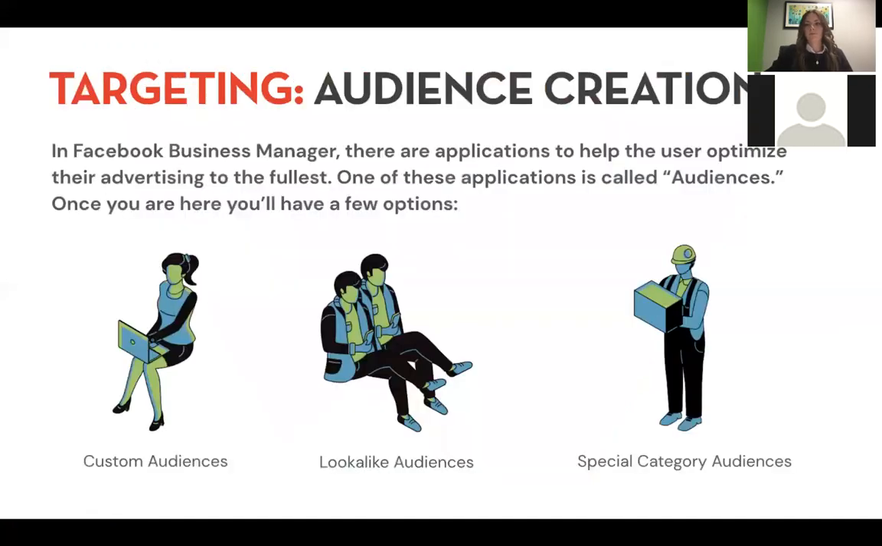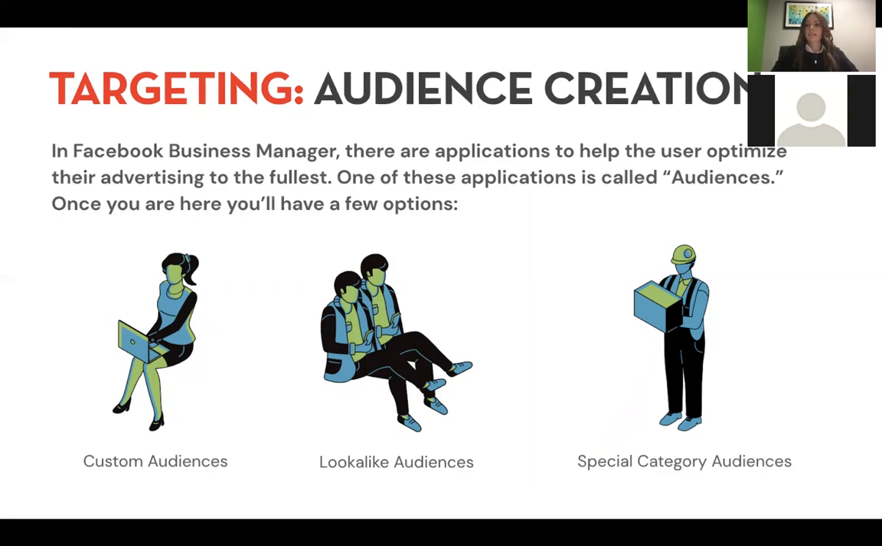So now that we have talked about shuffling these consumers through our funnel, let's talk about how we actually build those audiences. So within the Facebook Business Manager, there are plenty of applications to help the advertiser optimize their advertising to the best of their ability. And one of those applications is called Audiences. And this is where you'll build those audiences to remarket and retarget to. Within Audiences, there are a few different options, and I'm going to talk about 3 of those today.